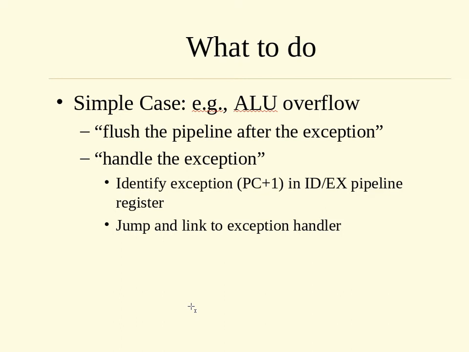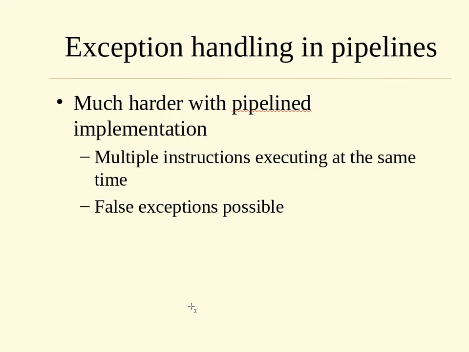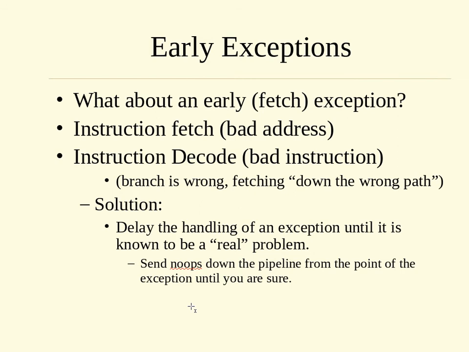And this in general is the operating system. So once an exception happens, the processor knows where to jump, aka the OS, the kernel, and goes there in order to handle the exception. It does end up being harder with a pipeline because multiple instructions execute at the same time. False exceptions are also possible, so you have to flush all the ones, but there are false exceptions. For example, the exception may occur at different points.